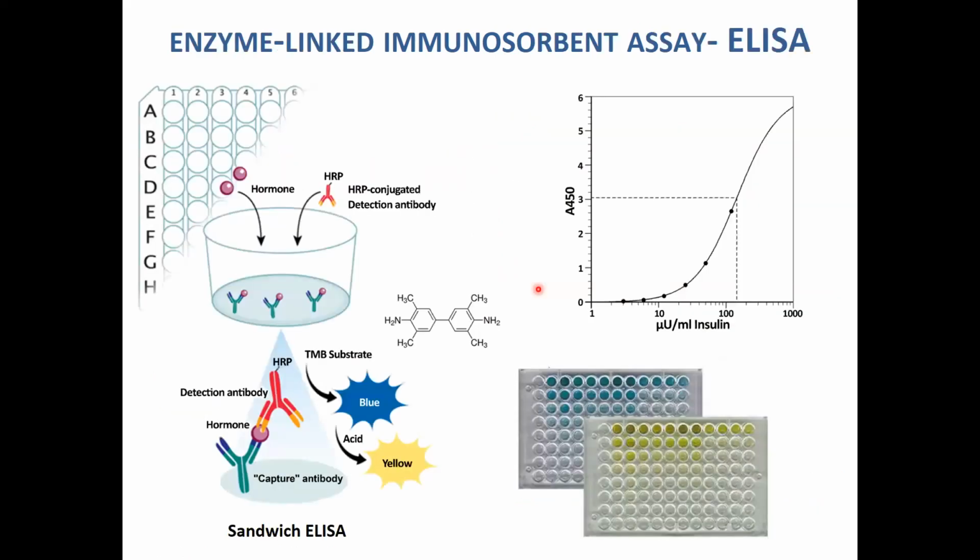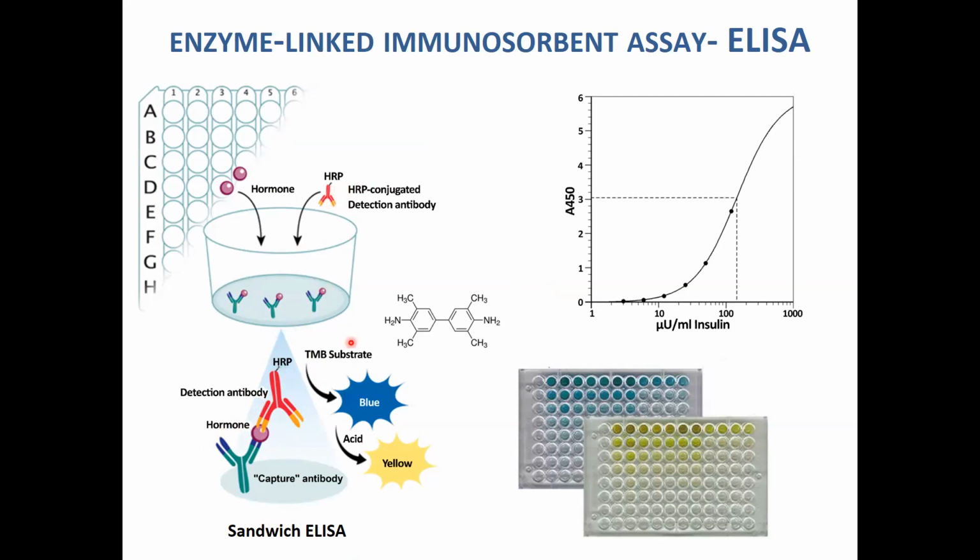There's also another example of the enzyme-linked immunosorbent assay called ELISA. Here we have the peptide hormone and the antibody that recognizes the hormone. It's affixed to a plastic and it binds the hormone. Then we have a secondary antibody that also recognizes the hormone, and it's coupled to something called horseradish peroxidase, HRP.